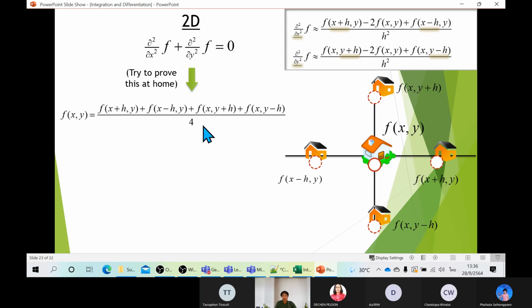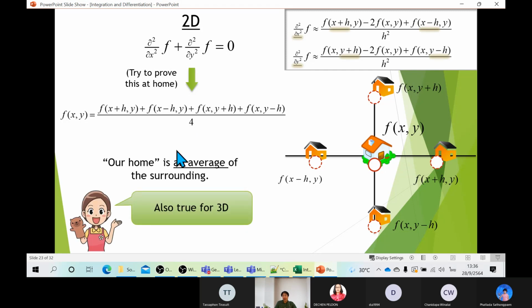That's very curious. Dividing by 4 is the same thing as saying that our home is then again an average of the surrounding. Now you can do this for 3D, and it will be true for 3D. And for 3D, you will have divided by what number? What do you think? In 3D, you have this x-axis, which you're going to have this number 2 coefficient from the x-axis. You have another y-axis, you have another number 2 coefficient. You have the z-axis, and you have another 2 coefficients. So what do you get? What is the dividing number for 3D? 6. Number 6, very good.